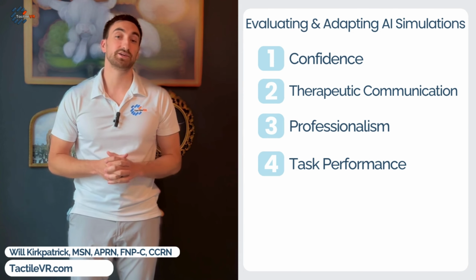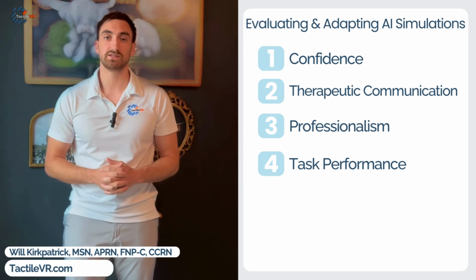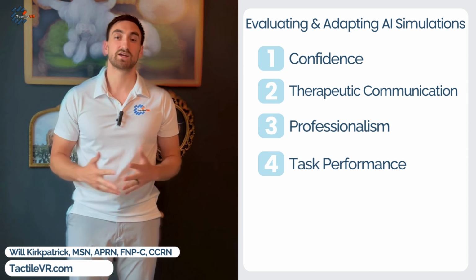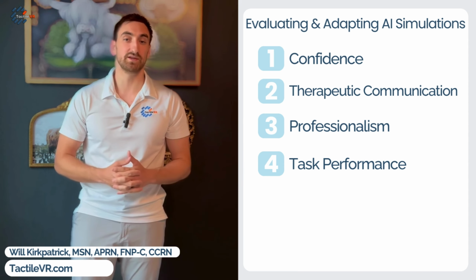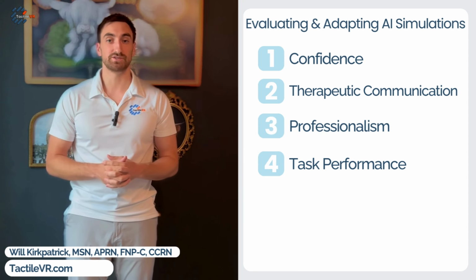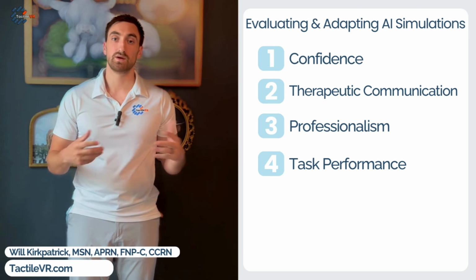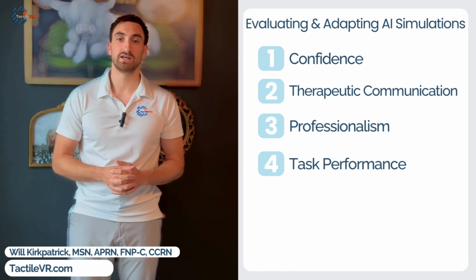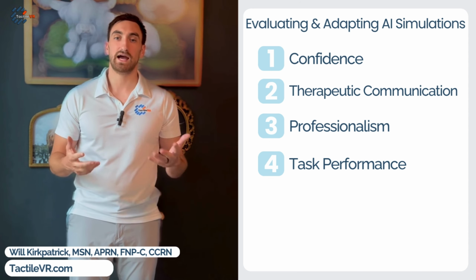If you are interested in integrating dynamic AI characters into your simulation practices, then these are the key analytics that we suggest you follow. Number 1, confidence. This is the ability to track your students' confidence when they communicate with different types of personalities and see how it impacts their performance on different types of tasks that nurses do at the bedside. Number 2, track their therapeutic communication scores. See how well they get along with all kinds of different personalities and cultures. Number 3, track their professionalism. See how well they handle difficult concepts and difficult tasks with difficult patients, and see how often they stay within their professional parameters.